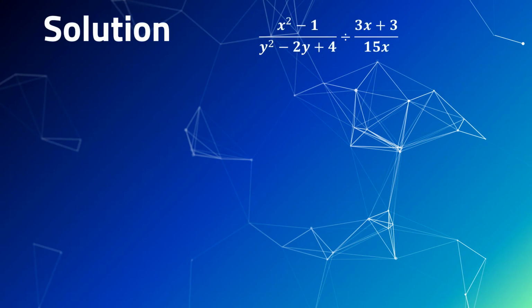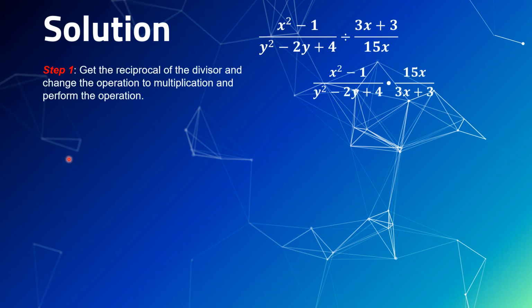The given is x squared minus 1 all over y squared minus 2y plus 4 divided by 3x plus 3 over 15x. So we get the reciprocal of the divisor, change the operation to multiplication, and perform the operation. This one is our divisor. To get the reciprocal, interchange the numerator and the denominator. So we have here 15x over 3x plus 3.